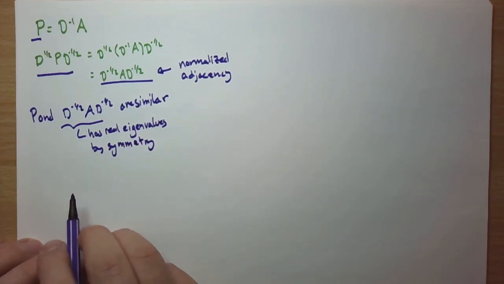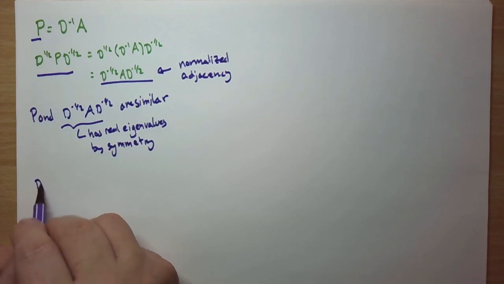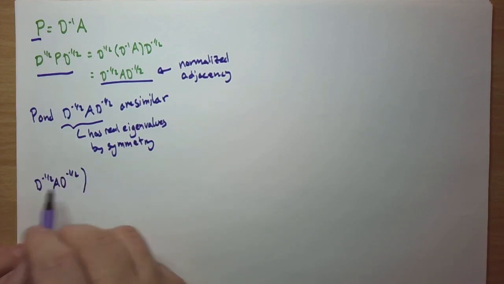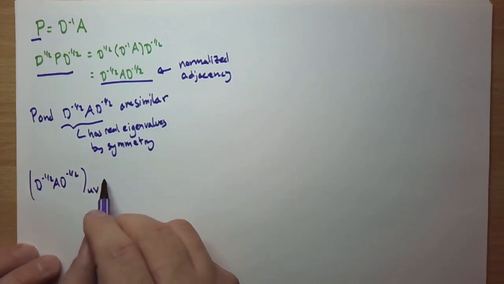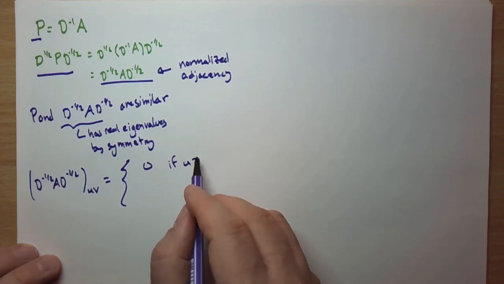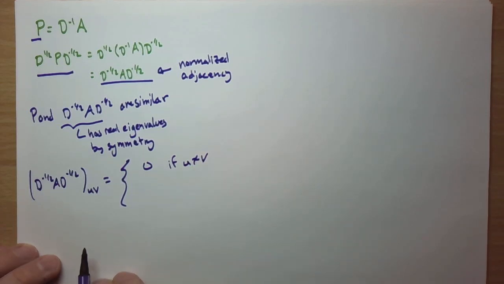Symmetry. Yes. And in case you're wondering what D to the minus 1/2 A D to the minus 1/2 looks like for an entry UV, this is 0 if U and V are not adjacent. And can anyone see what it would be if U and V are adjacent?